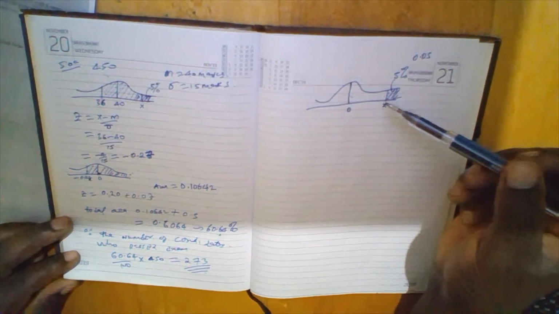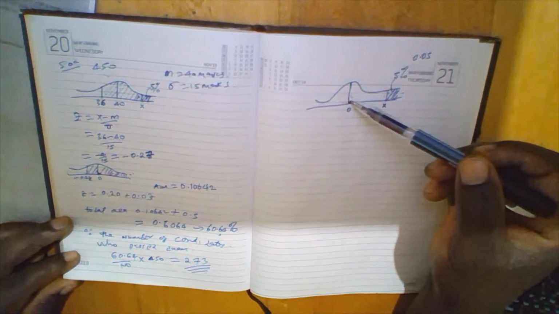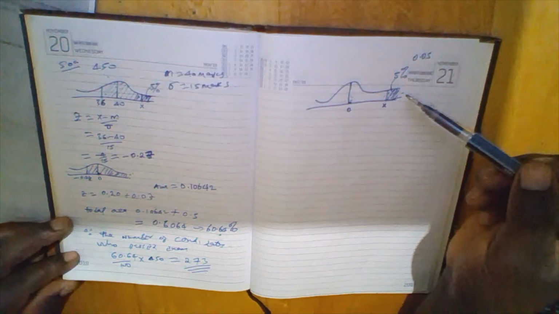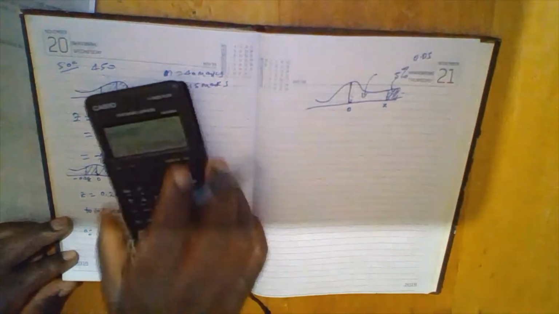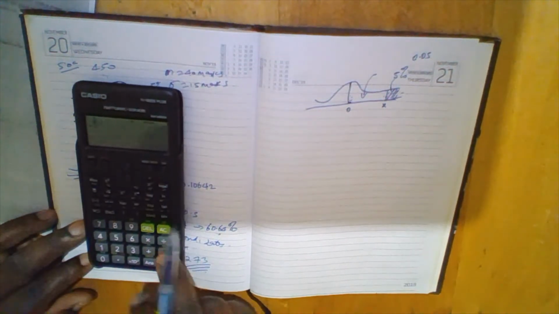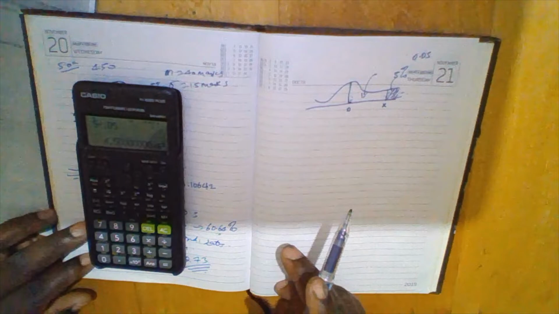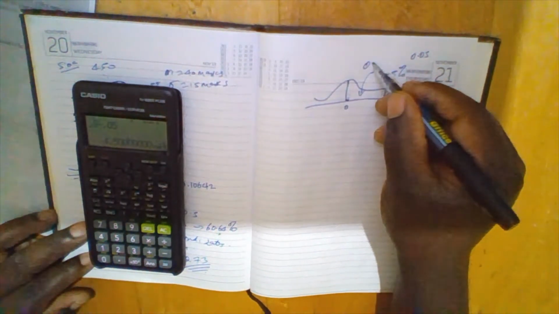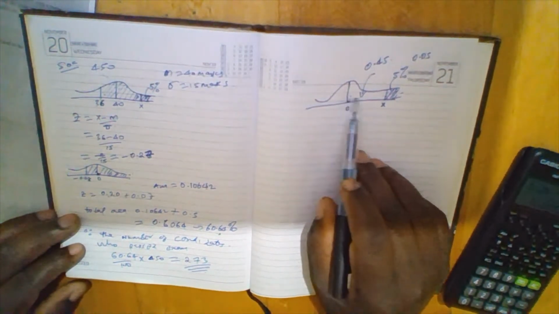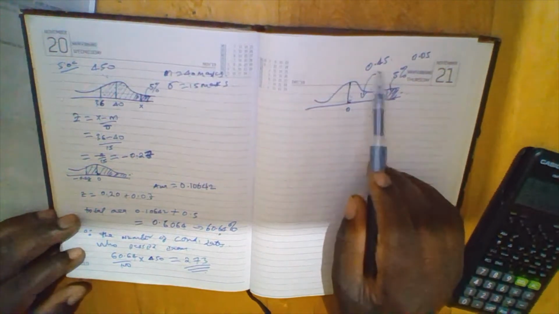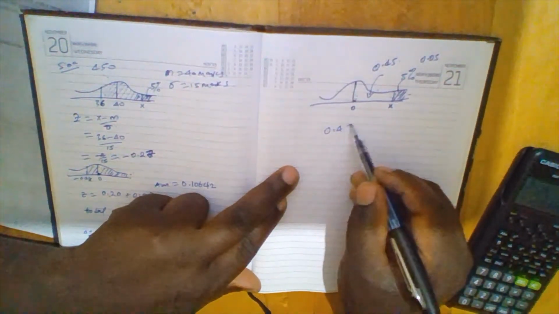Now we can get the other area because we know that starting from the mean on this side is 0.5. So if this tail area is 0.05, then we can get this area by subtracting: 0.5 minus 0.05. So this area is 0.45. We can now use the tables to find the Z value that stands for 0.45.